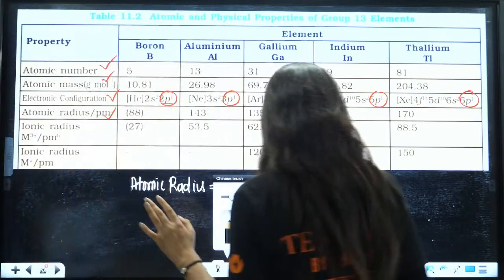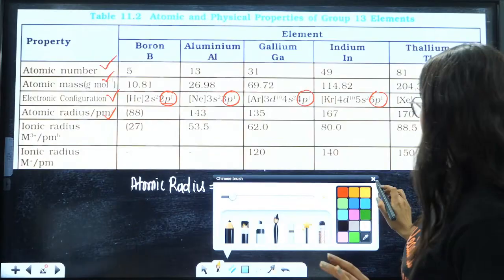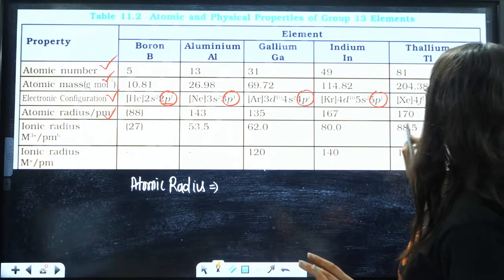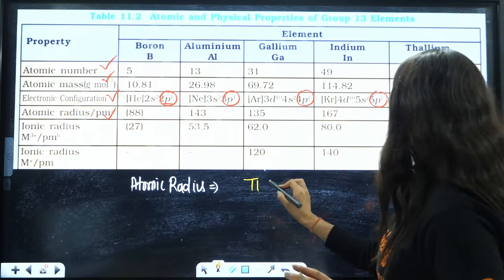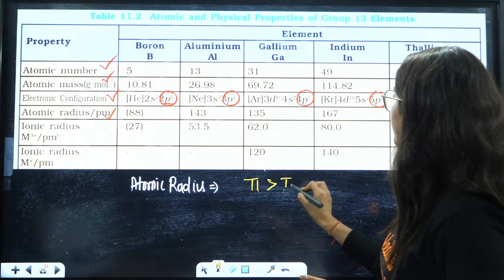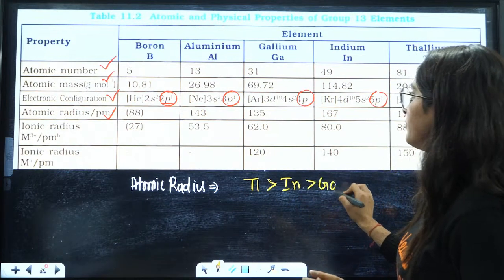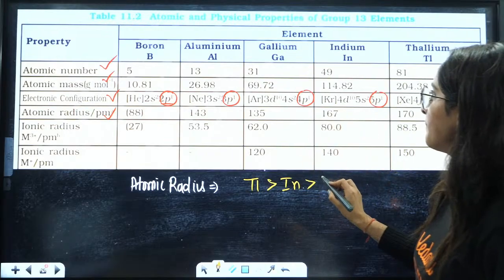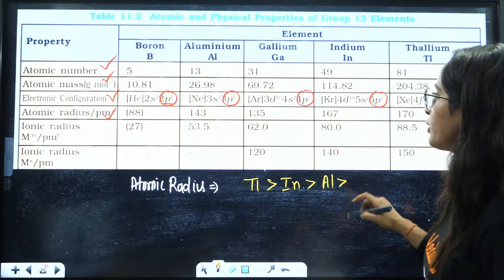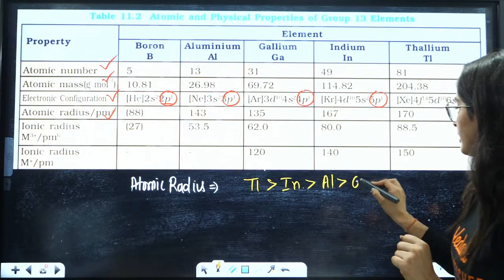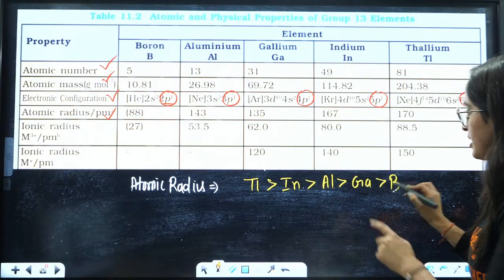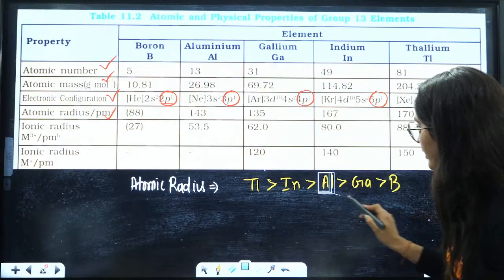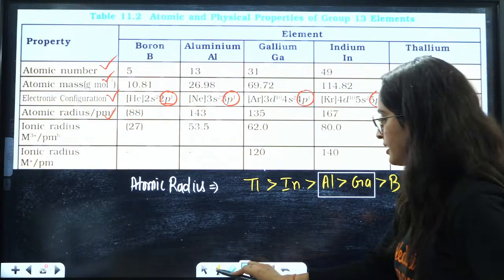Firstly, the atomic radius is maximum for thallium, right? Then you have indium, then gallium, right? Not gallium. After thallium, you have aluminium, then you will have gallium, then you will have boron, right? This is the weird trend that you will see here.